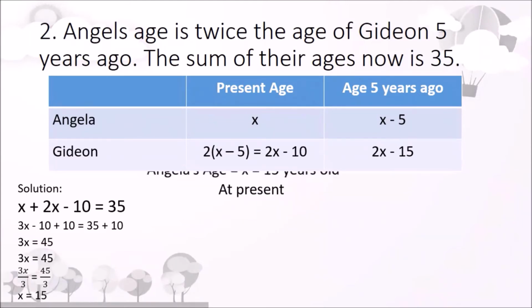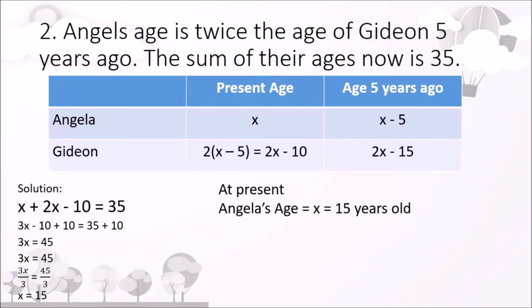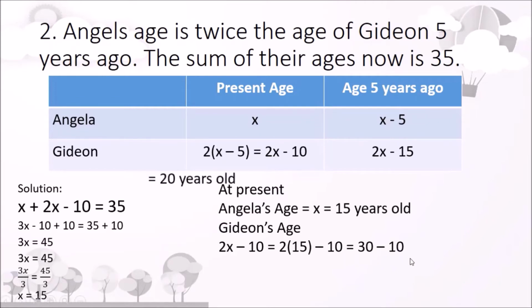For checking at present, Angela's age is x is equal to 15 years old, and Gideon's age is 2 times 15 minus 5. So 2 times 15 is 30 minus 10 is equal to 20 years old. And 20 plus 15 is equal to 35.